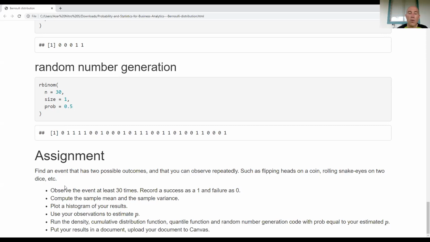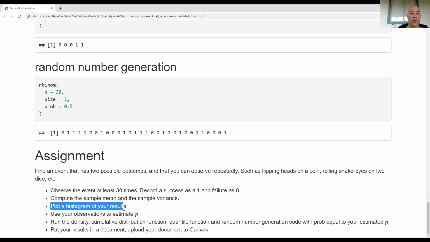All right, so what I want you to do, I want you to observe the event 30 times. So if I'm doing a coin, and I'm going to say heads is a 1, I'm going to flip the coin 30 times. Each time I get heads, I put down 1. Each time I get tails, I put down 0. So I'll have at least 30 observations. Now, after that, I'm going to compute the sample mean and the sample variance of my data.